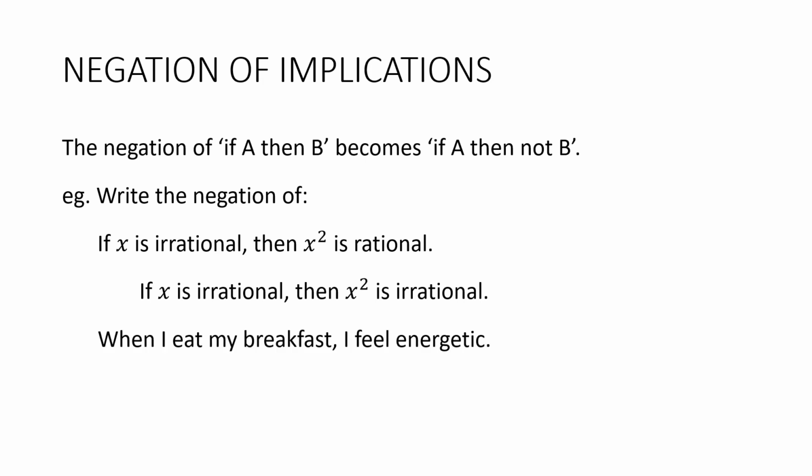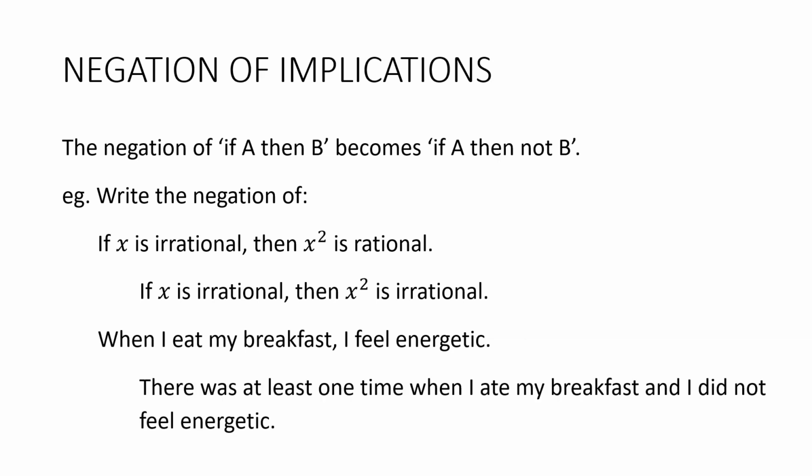Now you need to be careful when you get worded statements, particularly if they've got for all or there exists type statements in them. Whenever I eat my breakfast, I always feel energetic. So this is a for all type statement. So the negation in this case is not going to be when I eat my breakfast, I don't feel energetic. I need a there exists type statement here. And one of the best ways to do it is to put it into the past tense: there was a time when I ate my breakfast and I didn't feel energetic.